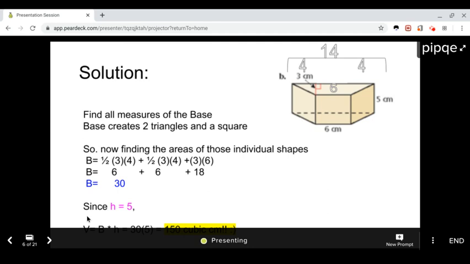Then over here, you can't really see it here, but I would get that the volume equals the base times the height, which is 30 times 5, which equals 150 cubic centimeters. Again, we have to be very mindful and aware of the measurements that we're working with. And so it would be cubic because it's working with 3 different lengths, and it is in centimeters.